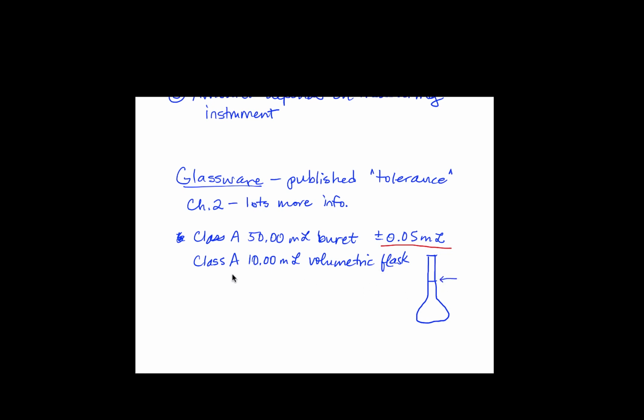and volumetric flasks are rated as TC, which means to contain. That means they're supposed to contain the amount of liquid intended. In this case, a 10 milliliter volumetric flask, you would need to fill the volumetric flask up to this fill line where the meniscus is just touching the fill line, and then it should contain 10 milliliters, and the tolerance is plus or minus 0.02 milliliters. So different glassware and different sizes of glassware are going to have different tolerances.